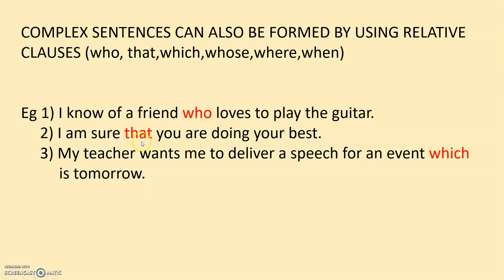Okay, joined by that. My teacher wants me to deliver a speech for an event, which is tomorrow. Now, my teacher wants me to deliver a speech for an event, that is independent, right? It makes sense. And which is tomorrow doesn't make sense. So it's dependent. So it's joined by what? A relative clause.